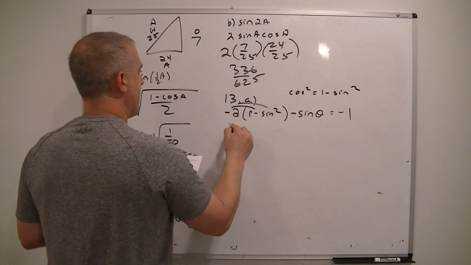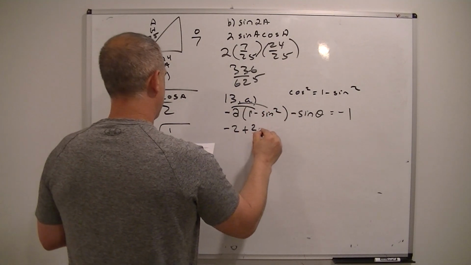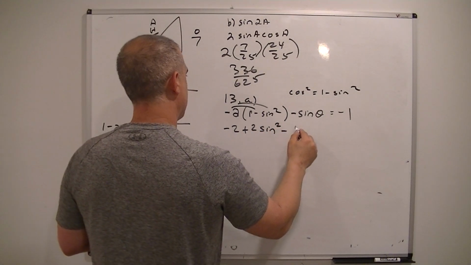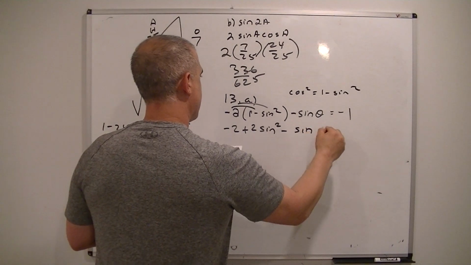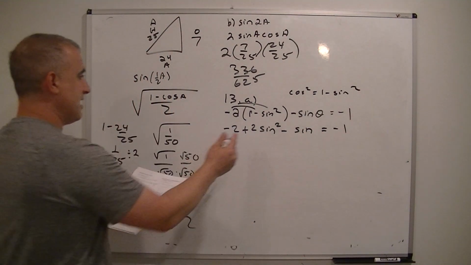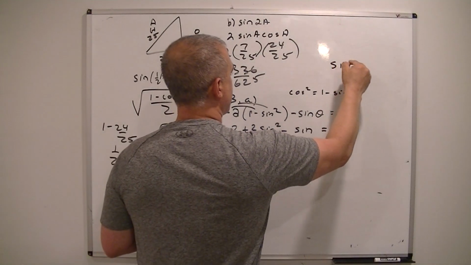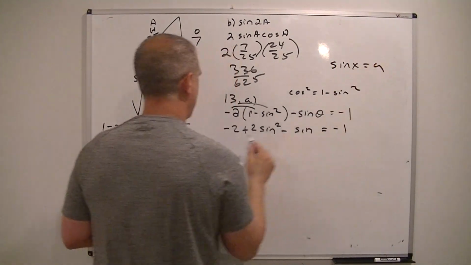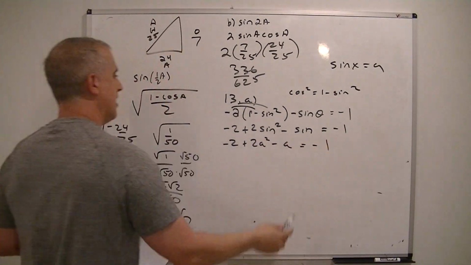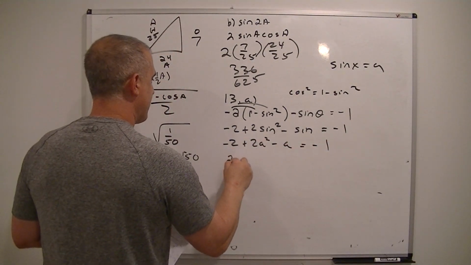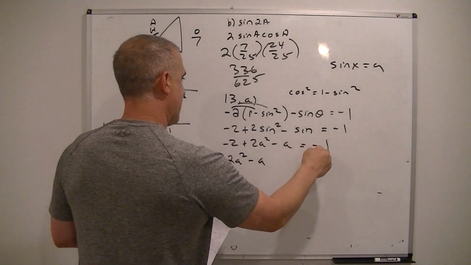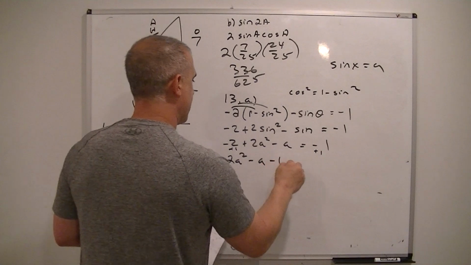If I distribute that, that's negative 2 plus 2 sine squared minus sine equals negative 1. All right. If you want to replace now sine with, let's say, A, this would be negative 2 plus 2A squared minus A equals negative 1. Since it's a quadratic, I want to bring everything back. So 2A squared minus A. Okay. If I add this one back here, this would be negative 1.